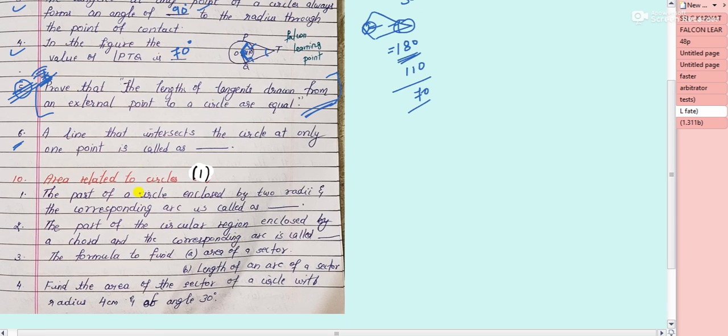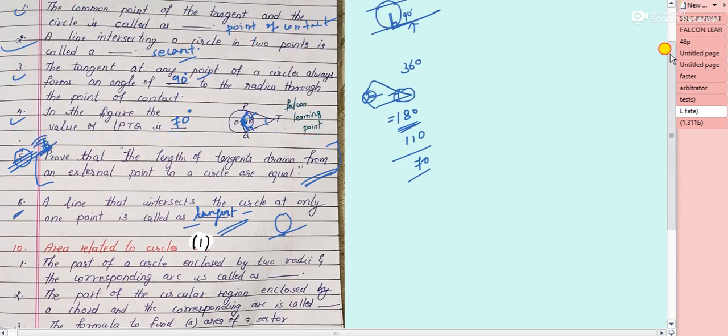Next is question number 6. A line that intersects the circle at only 1 point is called as what? Yes, only 1 point is called as tangent. So the answer is tangent. Okay. So I hope you have understood.